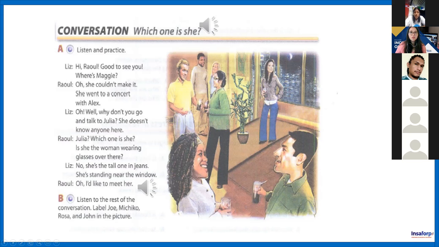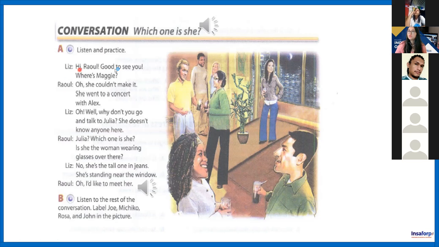Okay, so who wants to practice? Volunteers? Is there a volunteer? Yes, okay, Gloria, thank you. Somebody else, guys? Volunteer? Me, teacher. Okay, Alpha, perfect, thank you. So, Gloria, you're going to be Liz, and Alpha is going to be Raul. Ready? Okay, let's go.